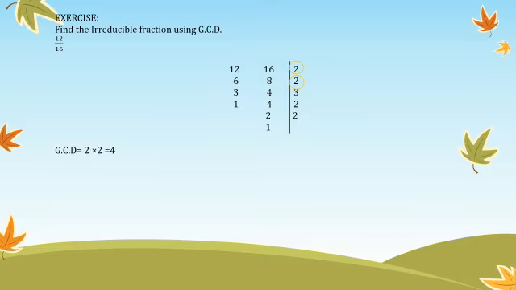12 over 16 divided by 4 is equal to 3 over 4. Then the irreducible fraction is 3 over 4.